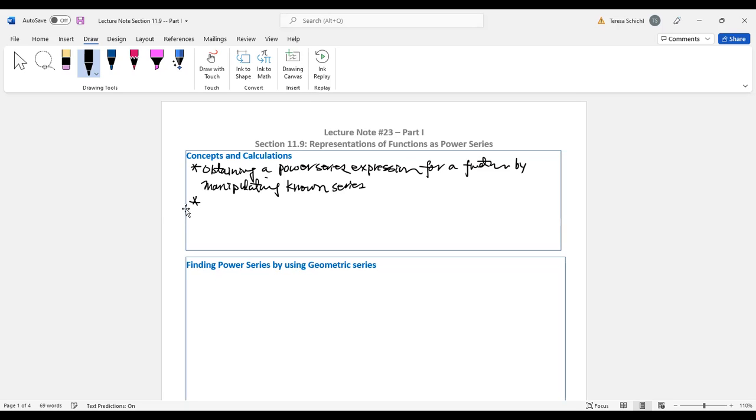The second part is how do I take the differentiation and integration of a power series. Then the last concept: for a given function, how do I do the power series expansion? Power series expansions by differentiation and integration.